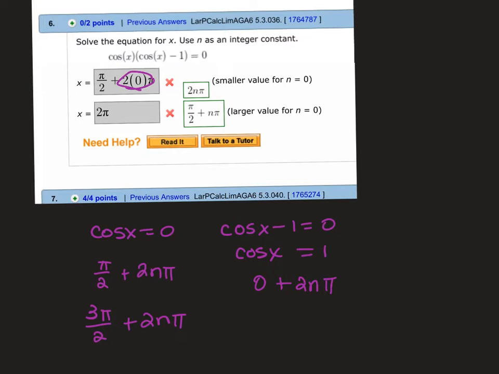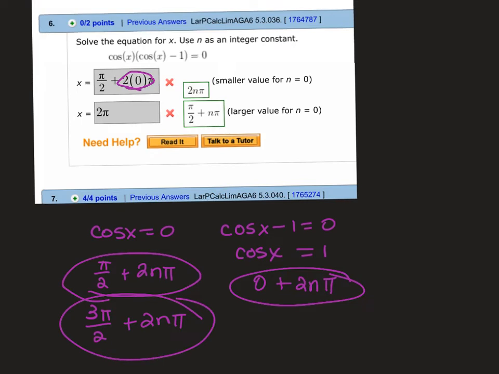So the 2n pi is the same thing as 0 plus 2n pi, right? And then the larger value is this one. It just didn't give you the third option. Technically, this is still an answer, right? It didn't say n as an integer is constant. Because it should be both. It just didn't give you that third option.